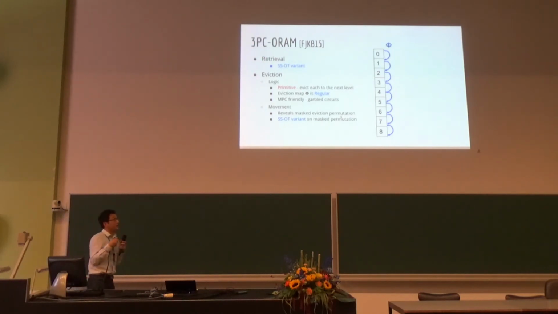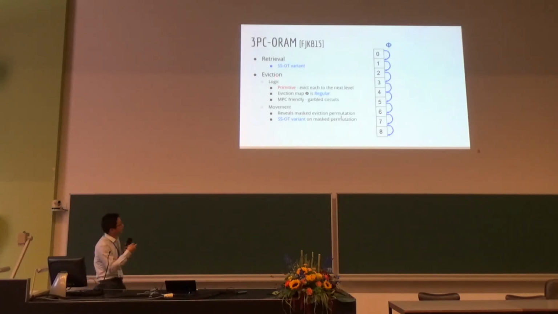And then for their eviction logic, they are doing a pretty primitive eviction logic, such that for every level, they just find some block that can be evicted to the next level. It could be a real block or it could be a dummy block, if there's no such real block that can be evicted to the next level. And they do it for every level. So their eviction mapping is regular because this is public information that every time we do an access, we do eviction, we always have this kind of mapping. And this is obviously MPC friendly because at every level you are doing the same operation. So they do it also with garbled circuit.